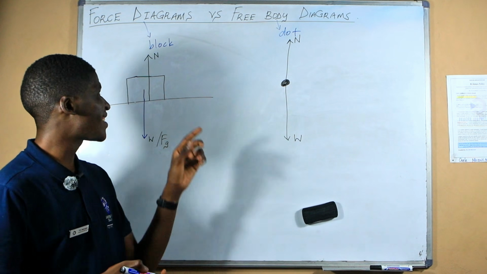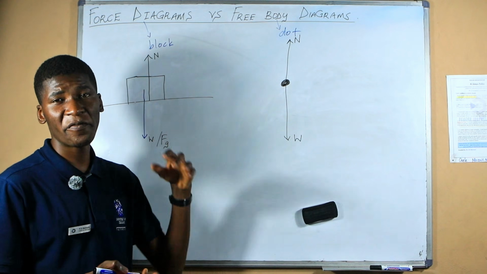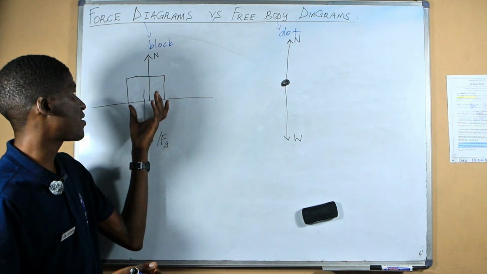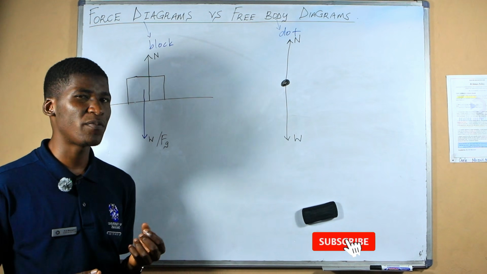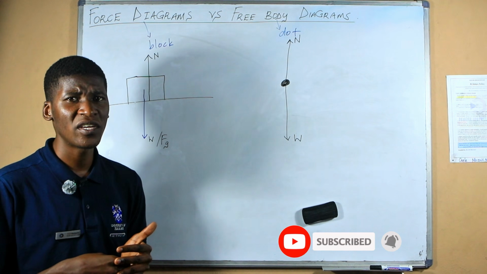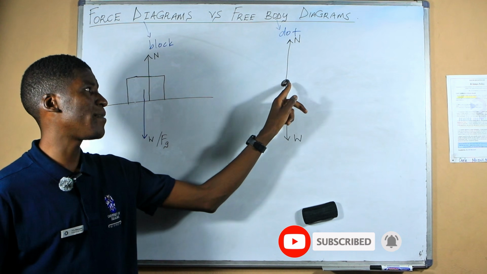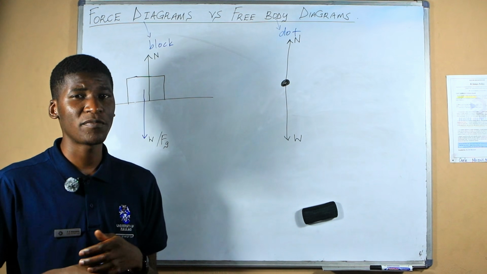So you can see that these diagrams, all of them, are describing force. But the difference here is that in a force diagram, we use a box or a block to represent the object. This is the object that we're talking about. But in a free body diagram, we simply use a dot to represent the object.